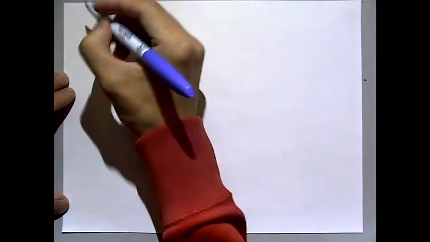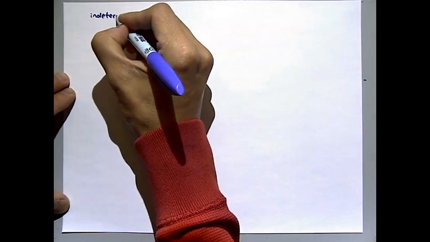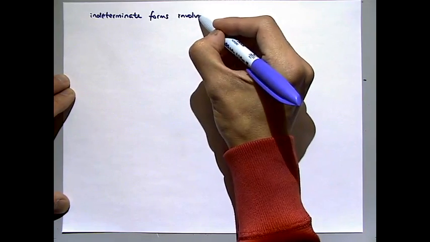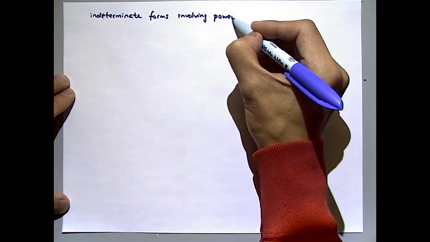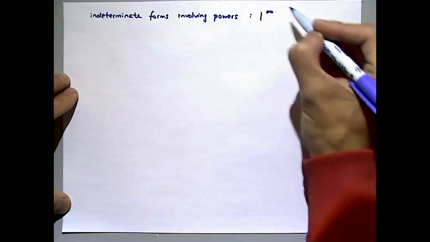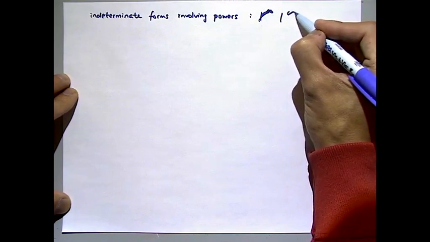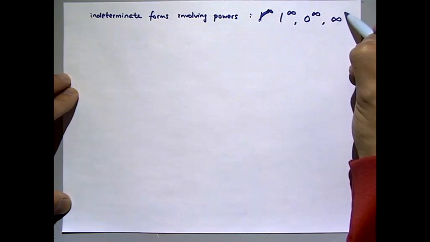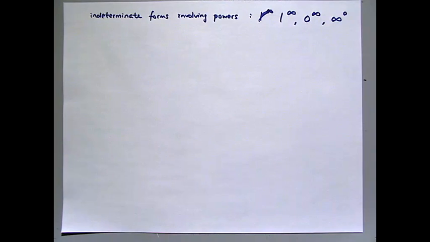All right, so let me talk about one last type of indeterminate form. We've looked at quite a few now. The last type we'll look at, these are collectively called indeterminate forms involving powers. They all have powers involved. So if you ever see 1 to the infinity, 0 to the 0, or infinity to the 0, these three are all indeterminate forms.